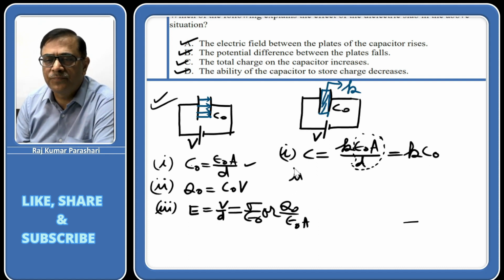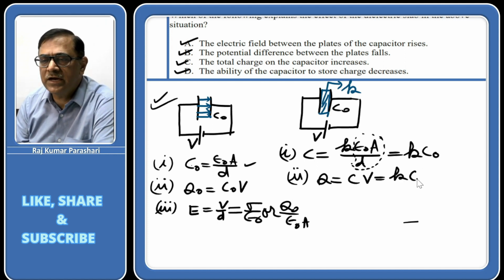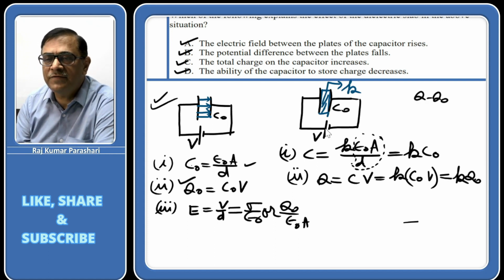The second point, the charge on this capacitor with the dielectric, Q, is equal to how much? C times V, and the value of C is equal to K into C naught. This is K into C naught, and this V is V, but C naught times V is the same as Q naught. So this can be rewritten as K times Q naught. So the charge on the capacitor increases by the factor K. Is it right? The additional charge will be Q minus Q naught, and this is supplied by the battery. Anyway, this has not been asked.